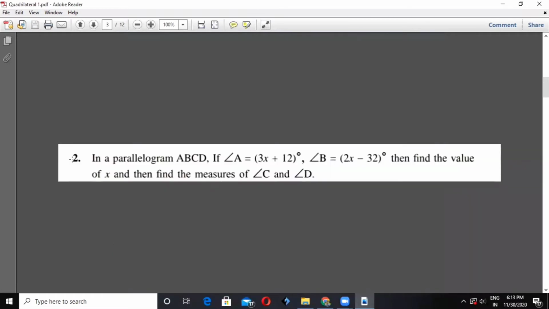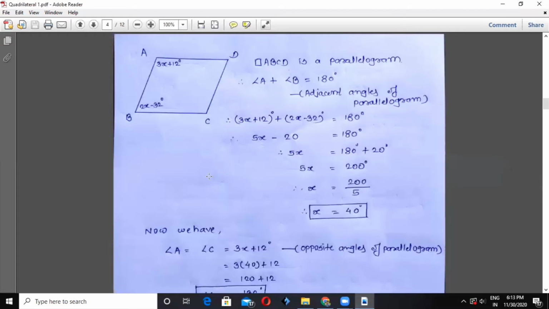Now let us consider the second question. In a parallelogram ABCD, if the measure of angle A is 3x plus 12 degrees, and the measure of angle B is 2x minus 32 degrees, then find the value of x and then find the measures of angle C and angle D. To solve this question also we need a diagram. So let us draw a quadrilateral ABCD which is given to be a parallelogram. In this, the measures of angle A and angle B are given. So angle A is 3x plus 12 degrees, angle B is 2x minus 32 degrees.